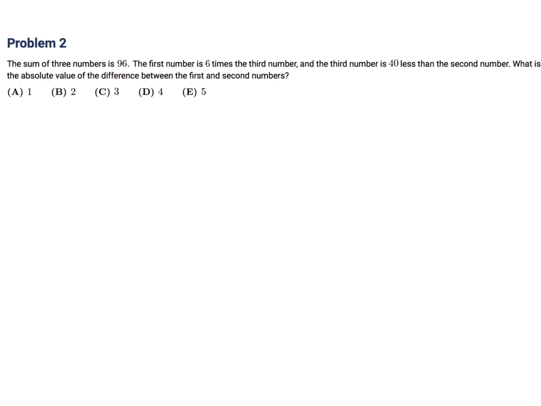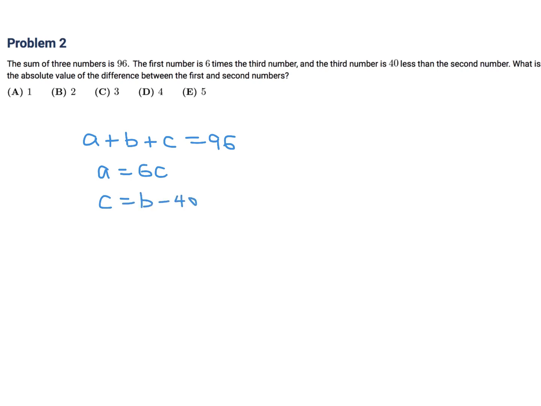The sum of three numbers is 96. The first number is 6 times the third number. The third number is 40 less than the second number. What is the absolute value of the difference between the first and second numbers? So A plus B plus C, that sum is 96. A is equal to 6C, and C is equal to B minus 40.